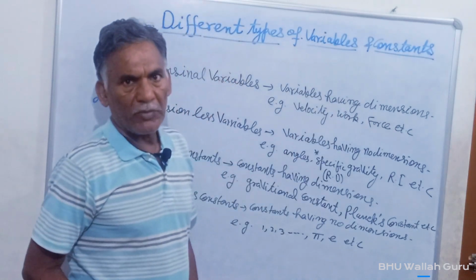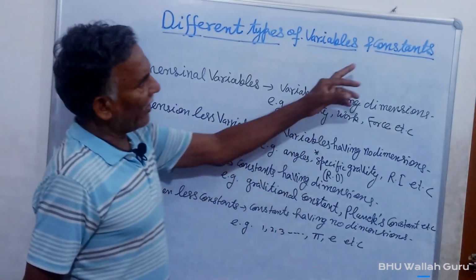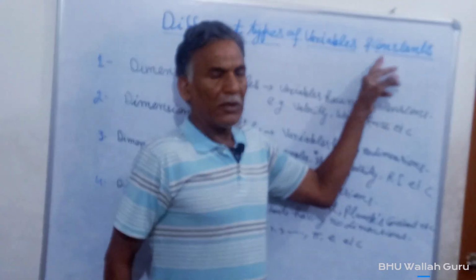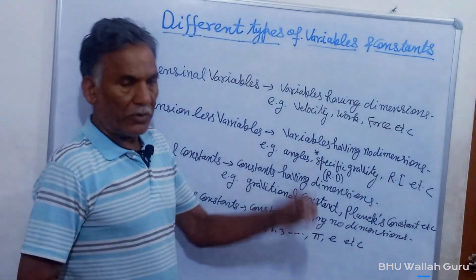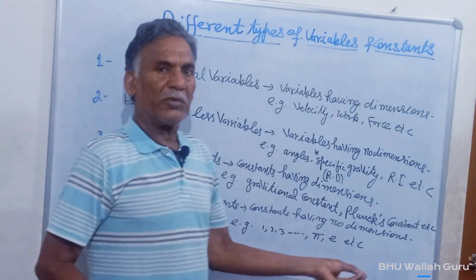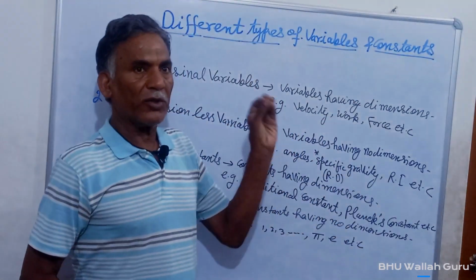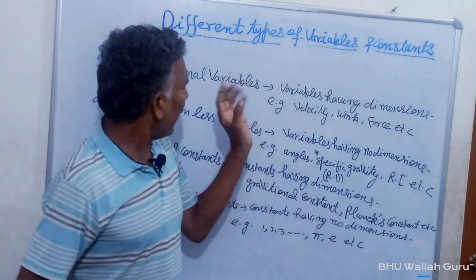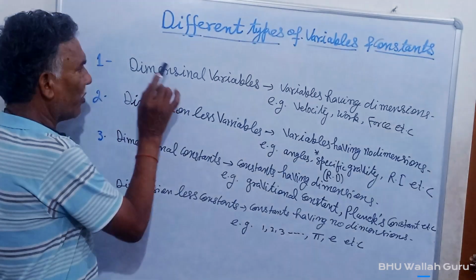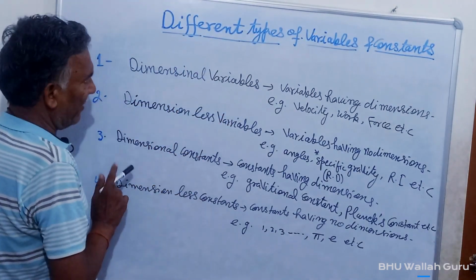As we know, a quantity which has a fixed value is known as a constant, and a quantity whose value changes on changing the value of another quantity, that is, whose value depends upon another quantity, is called a variable. Here, there are two types of variables and two types of constants.